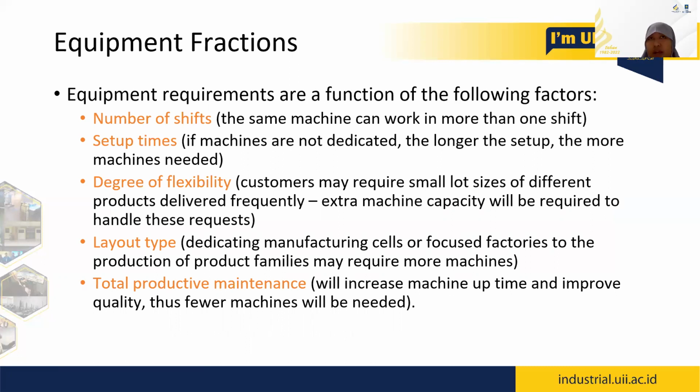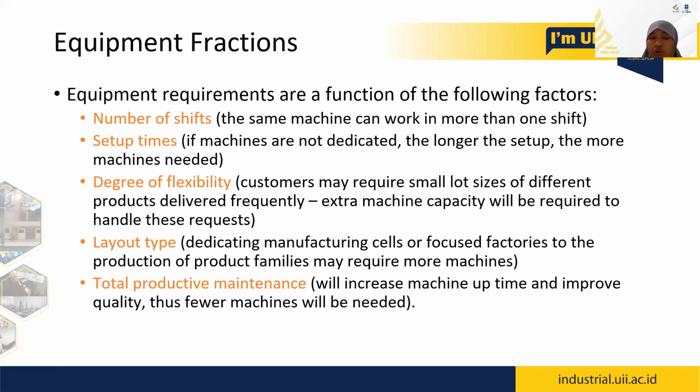Sometimes when we try to calculate the number of machine, we also need to understand the equipment fractions. So for example, during one whole day, the company decided to have 3 shifts. However, the demand per month is the same. So basically, the number that needs to be produced each shift will be less. Okay. And then we also need to think about the setup times. If one type of machine has a longer setup time, then we will need to have more machine in order to compensate for those long setup times.